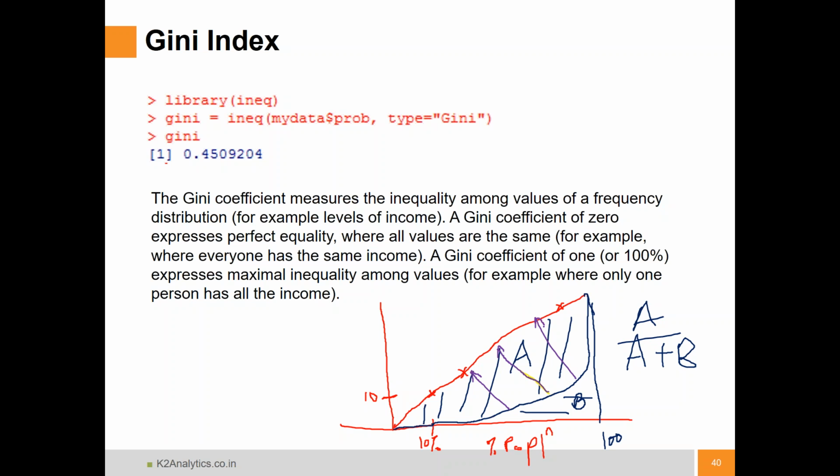For the time being, can you assume from a scorecard point of view, wealth is equivalent to probability? The probability that we are assigning to customers. Wealth is equivalent to probability. Now, if that is the case, would you like to have high Gini or low Gini?